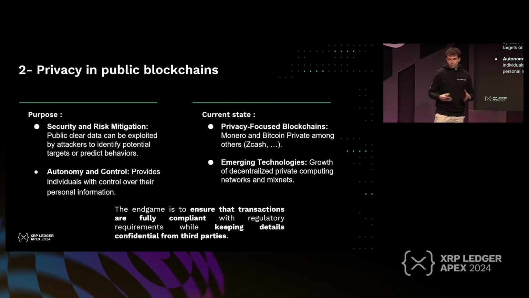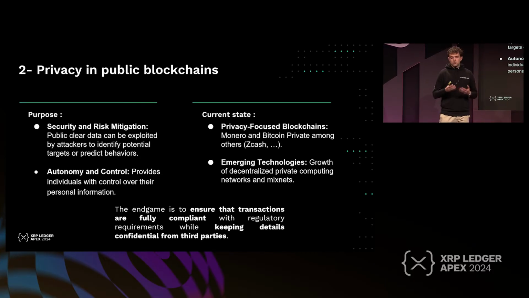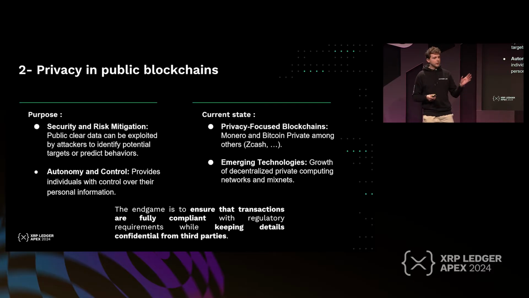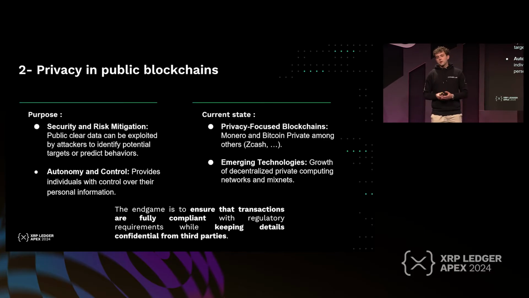The first and most important reason is security and risk. Public and clear data can be exploited by attackers to identify potential targets or specific behavior. If we think of MEV, MEV is basically this: looking at the mempool, finding some opportunity, and trying to get money from it. It could be you as a person. And a thing we need to keep in mind is that when you are using a blockchain, you are anonymous only because there is no link between your real identity and the address that you are using. So that's why privacy matters.